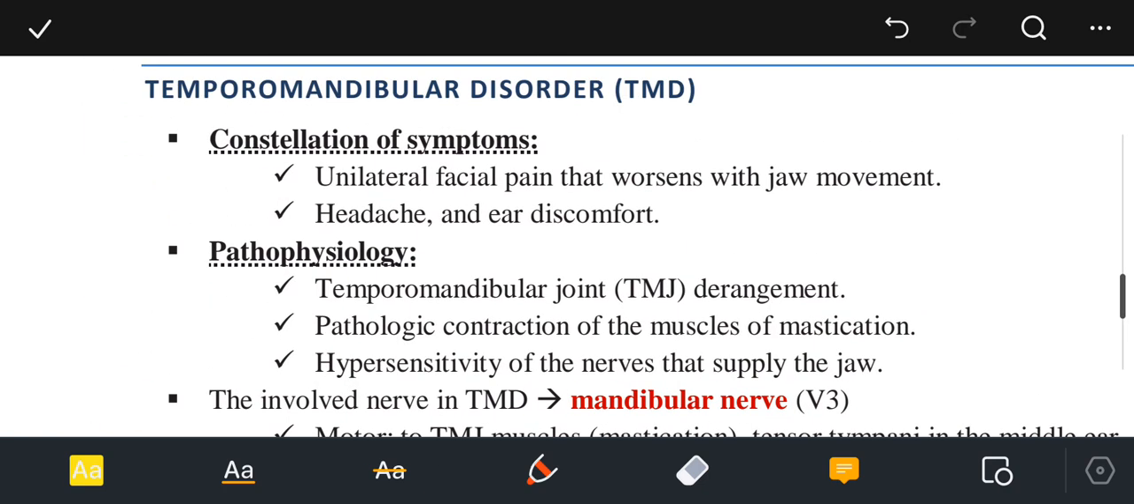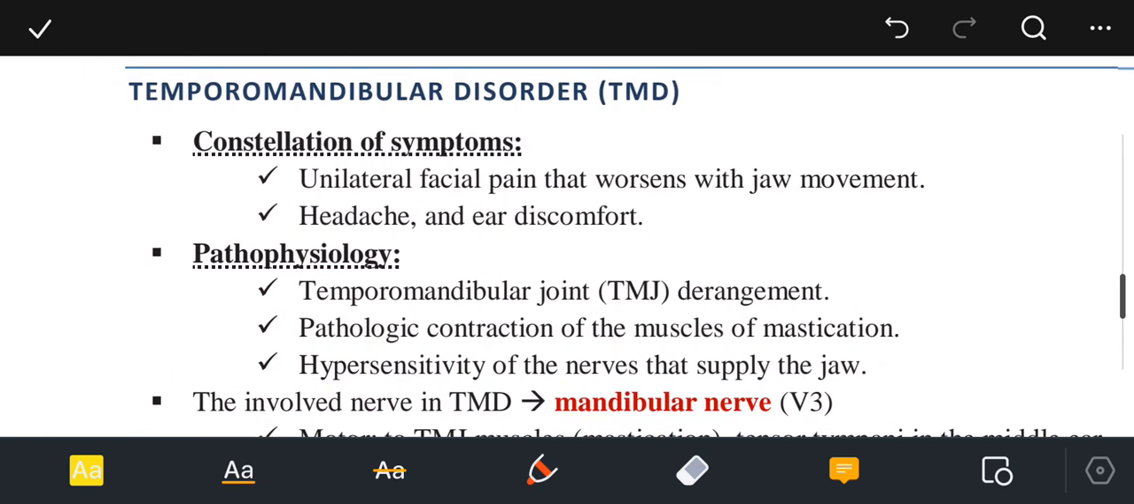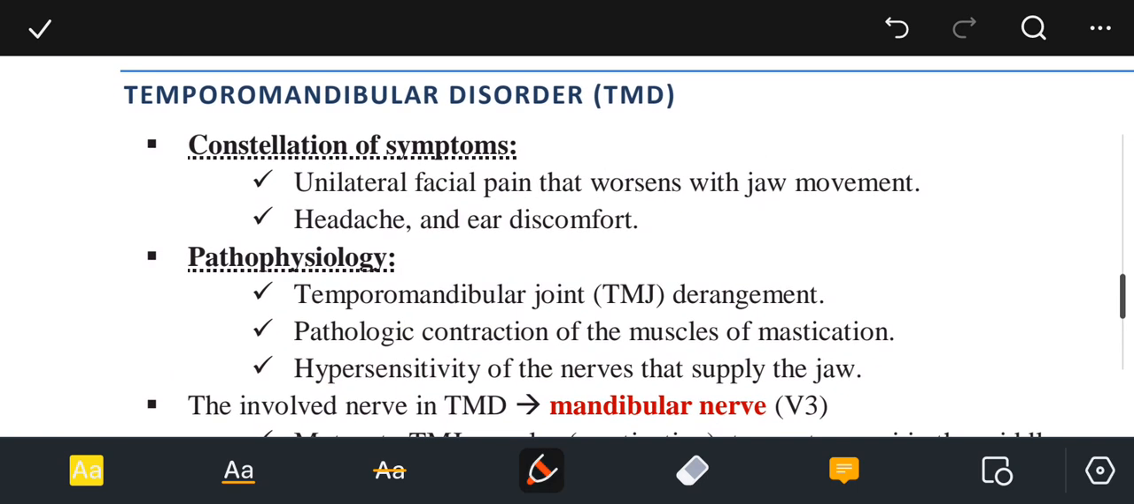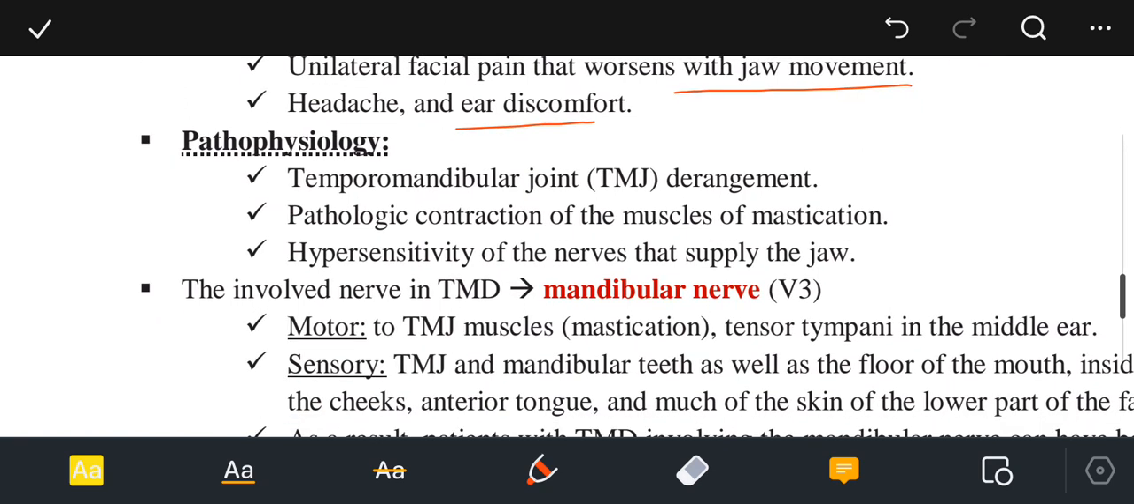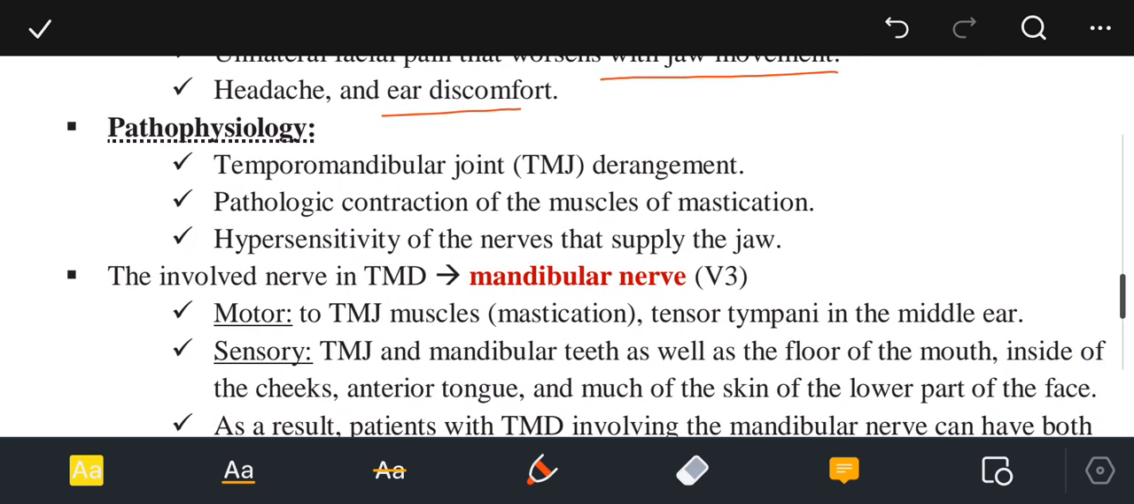Then we have temporomandibular disorder. There is a constellation of symptoms with temporomandibular disorder (TMD): unilateral facial pain that worsens with jaw movement, headache and ear discomfort. The pathophysiology is temporomandibular joint derangement, with a pathological contraction of the muscles of mastication and hypersensitivity of the nerves that supply the jaw.